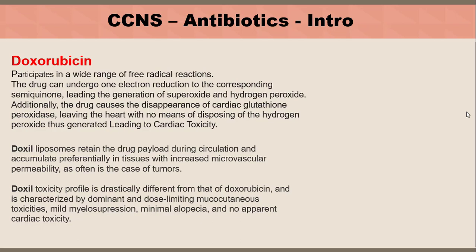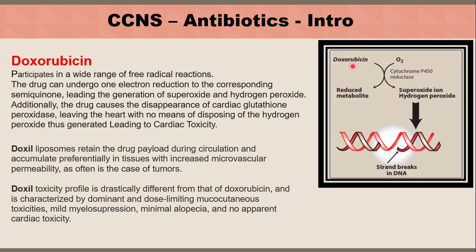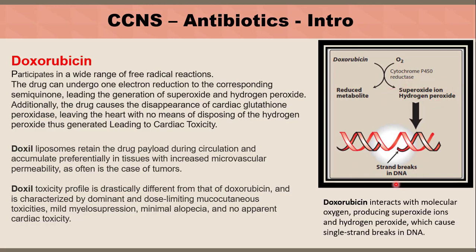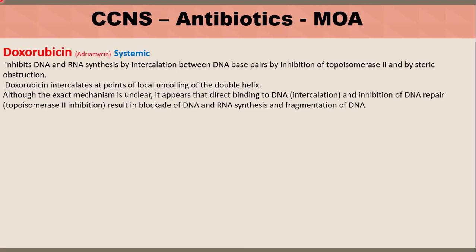Doxil's toxicity profile is drastically different from that of doxorubicin and is characterized by dominant and dose-limiting mucocutaneous toxicity, mild myelosuppression, minimal alopecia, and no apparent cardiac toxicity. As you can see, doxorubicin interacts with molecular oxygen, producing superoxide ions and hydrogen peroxide, which cause single-strand breaks in DNA. Conventional systemic doxorubicin, Adriamycin.